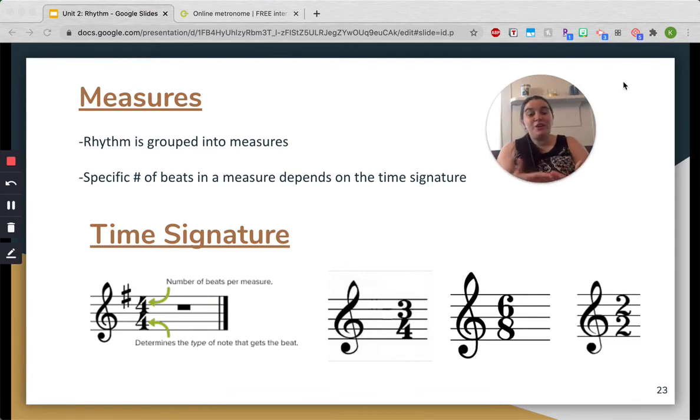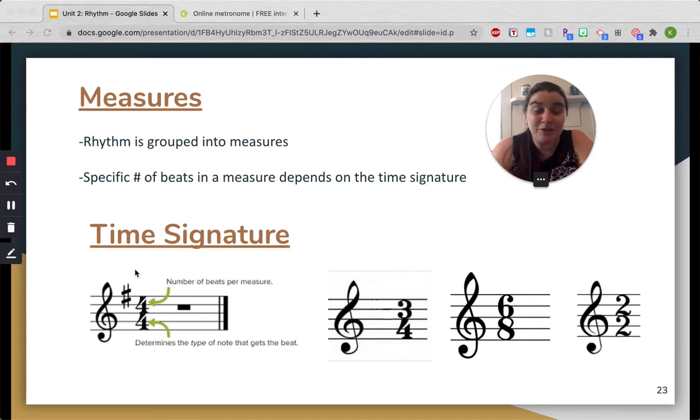Now, in music, you're going to see something called measures. And rhythm is grouped into measures to keep them organized. And a specific number of beats are going to be in a measure, and it's dependent on something called a time signature. A time signature are these numbers on the left side of music before the music starts. There are two numbers, the top number and the bottom number. The top number is how many beats there are per measure.